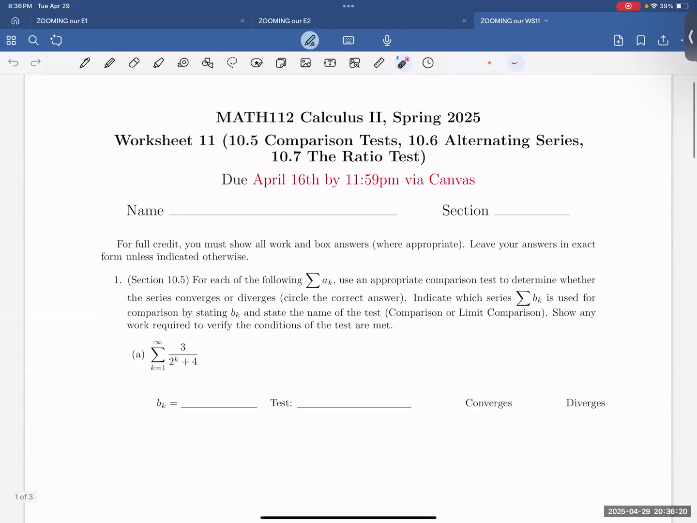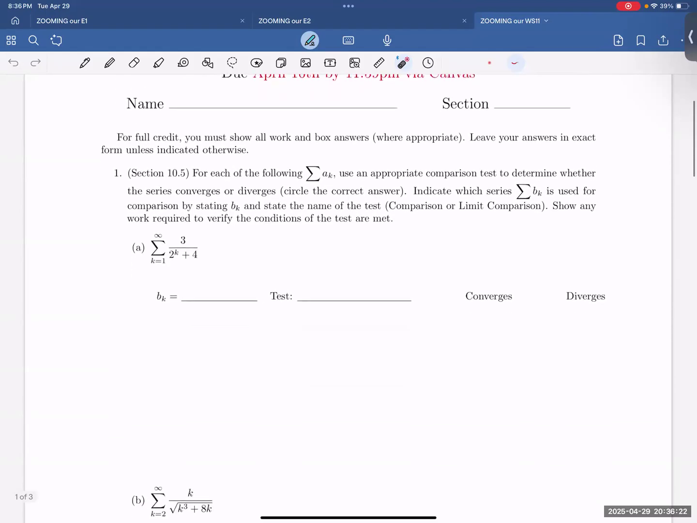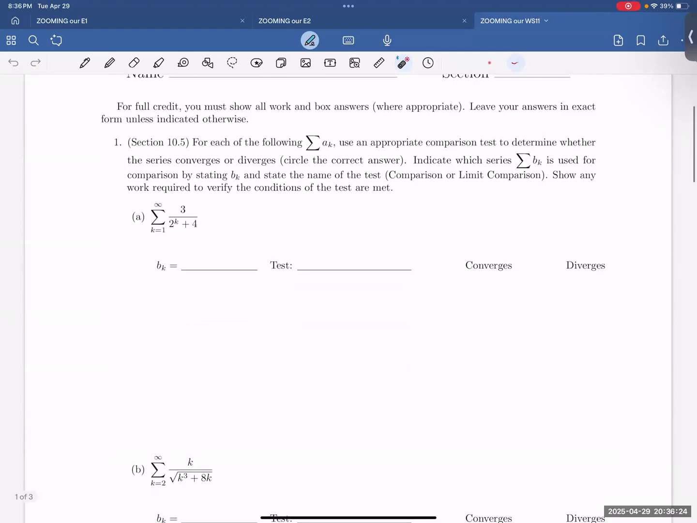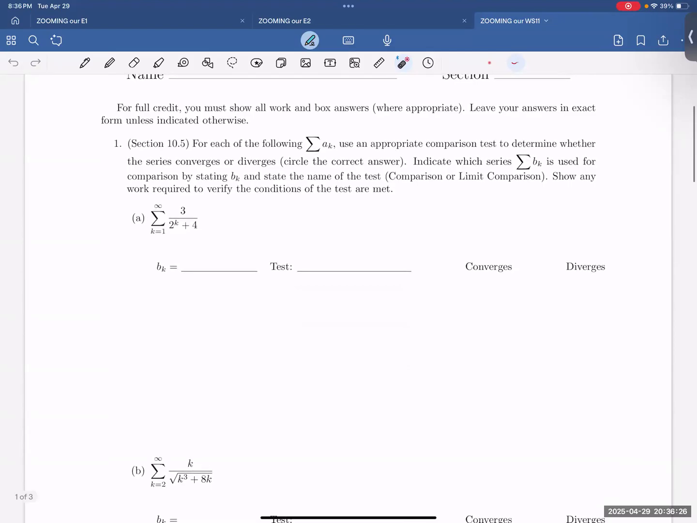This is your worksheet 11. Let's see. For each of the following series, use an appropriate comparison test. Indicate all the stuff. Okay, so I typically just default to the limit comparison test because I don't want to decide between a b sub k and a sub k sequence, which is bigger.